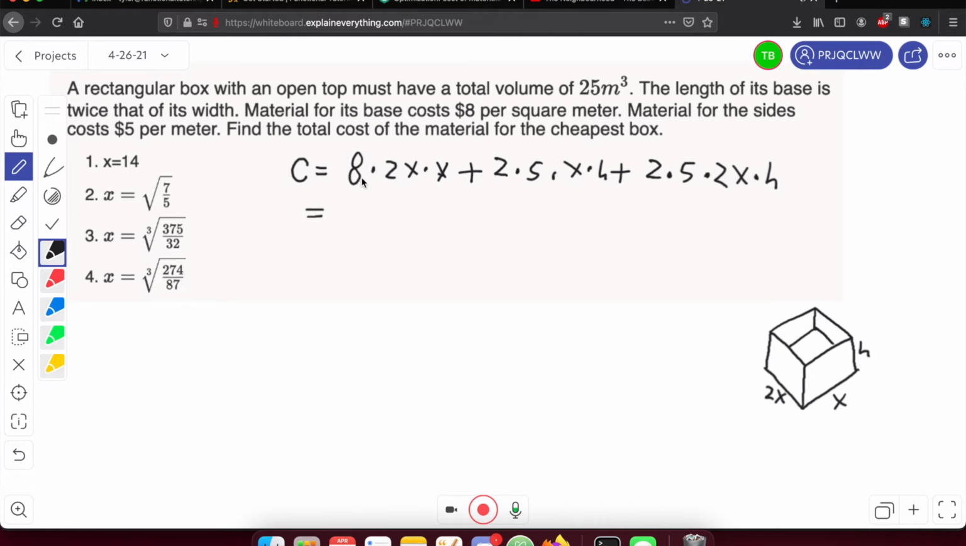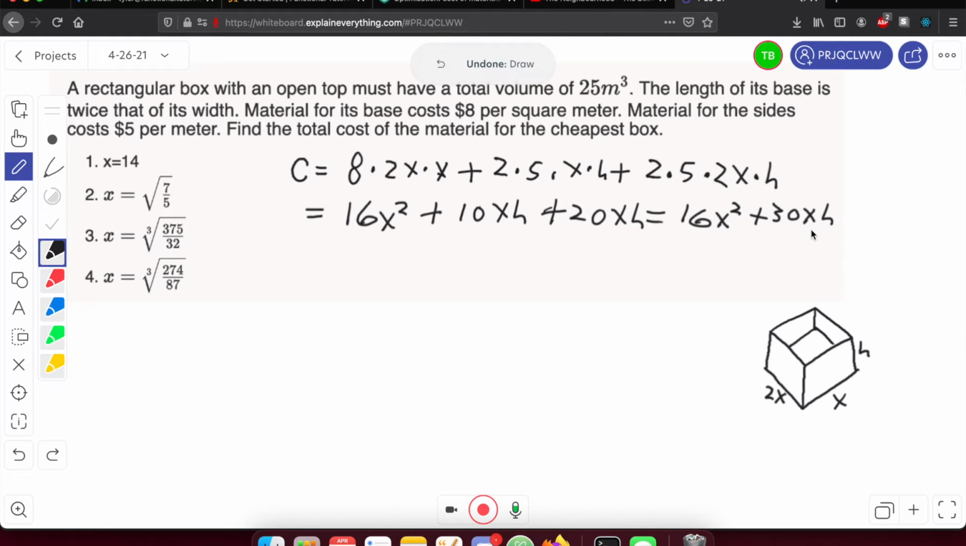So we see that 8 times 2 times x is 16x squared, plus this is going to be 10xh, plus 20xh. And so this is going to simplify down to 16x squared plus 30xh. Now, the big question for us is, what is h here, right? We can only optimize in terms of one variable, so we need to figure out what to do with this h term. Now, remember that volume is equal to base times width times height.